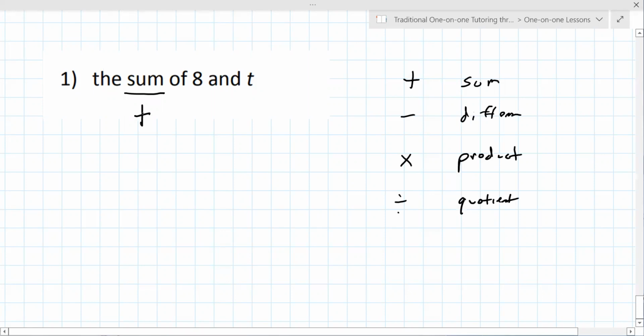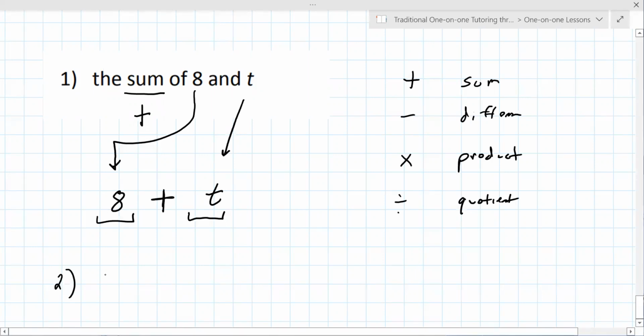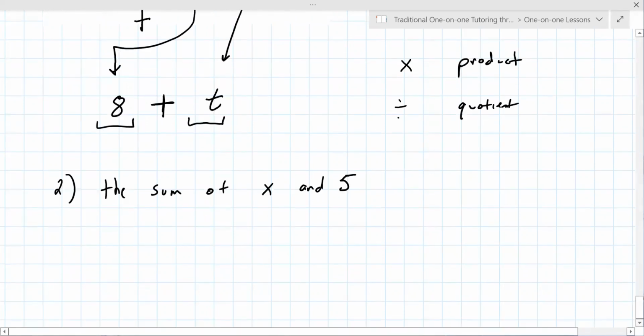Okay, so the sum of 8 and t. The sum means plus. Now if you write the plus symbol, you have to put something to the left of it and to the right of it. So in this case, the 8 is going to go to the left of it, and the t is going to go to the right of it. Okay, so let's try another one here. Let's make number 2. The sum of x and 5. Can you try writing an expression for that? It's just like the last problem.